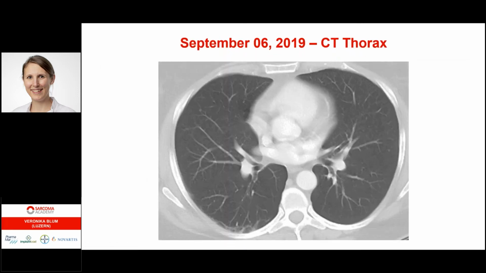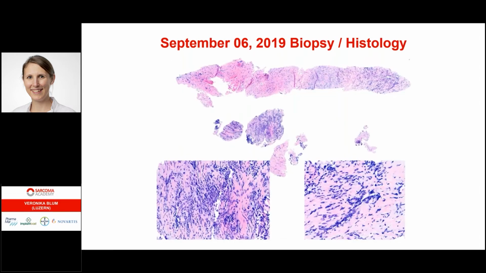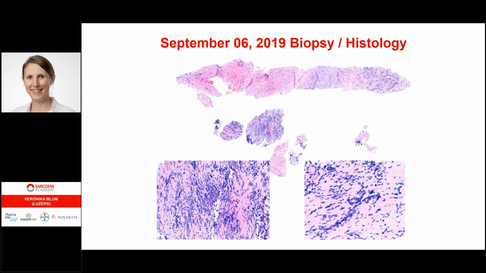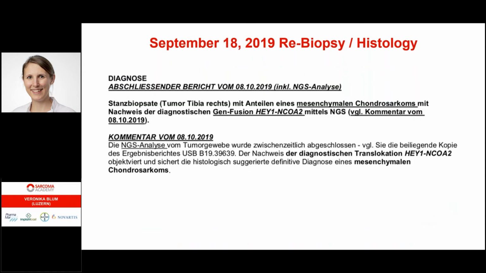A CT scan of the lungs was done and there were no metastases found. A biopsy was done, but it was not conclusive, so it had to be repeated. In the second biopsy, there was the diagnosis of a mesenchymal chondrosarcoma with the diagnostic gene fusion of HEY1 and NCOA2.